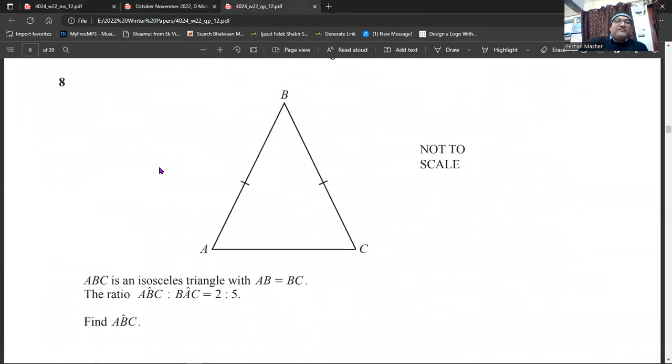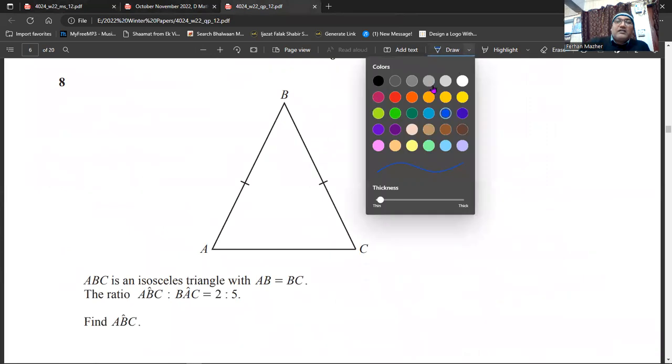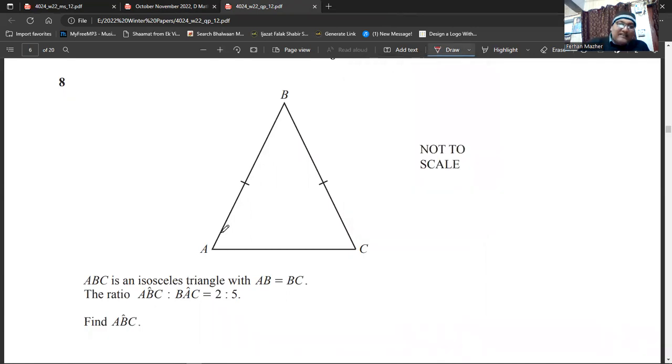Question number 8. He says ABC is an isosceles triangle with the AB equals to BC. So this side is equal to this side. When this happens, then I can tell you the base angles. The base angles are this angle and this angle. They are also equal to each other. He says the angle ABC and the angle BAC are in the ratio 2:5.